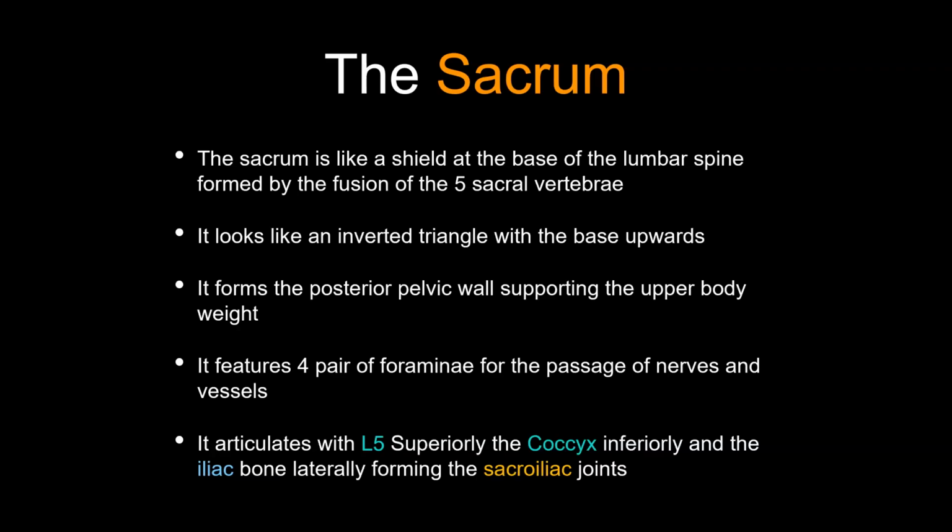The sacrum is like a very strong shield at the base of the lumbar spine, formed by the fusion of 5 sacral vertebrae. And as you know, it looks like an inverted triangle with the base upwards. It forms the posterior pelvic wall supporting the upper body weight. It features 4 pairs of foramina, anterior and posterior, for the passage of the nerves and vessels. It articulates with the L5 lumbar vertebra superiorly, the coccyx inferiorly, and the iliac bones laterally, forming the sacroiliac joint.